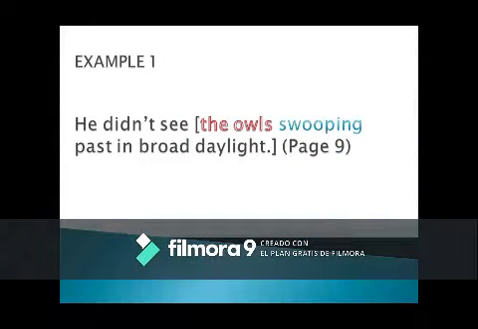Example 1. He didn't see the owl swooping past in broad daylight. In this sentence, the perception verb is see, that selects the small clause the owl swooping past in broad daylight as the direct object. It answers the question what and who is affected by the action denoted by the verb. Within the small clause, we identify the subject, which is the owl, that must be explicit. It means that it has to be present. Then we determine the verb, that is, in this case, in ing, which is one of the main characteristics of small clauses with perception verbs.